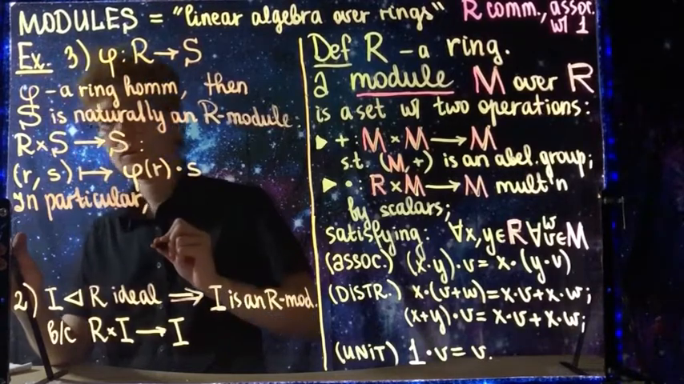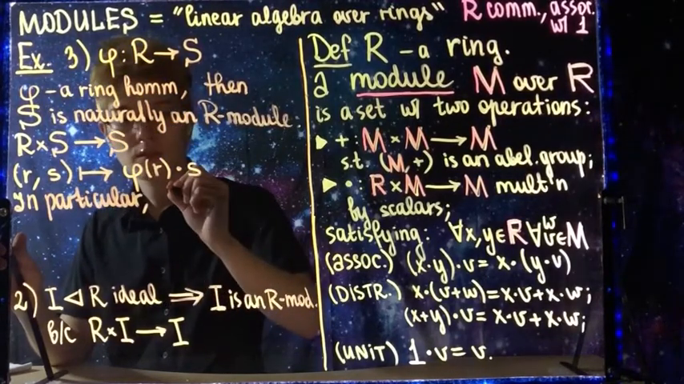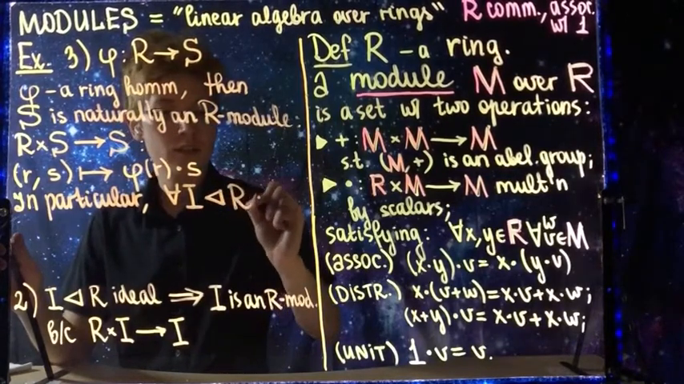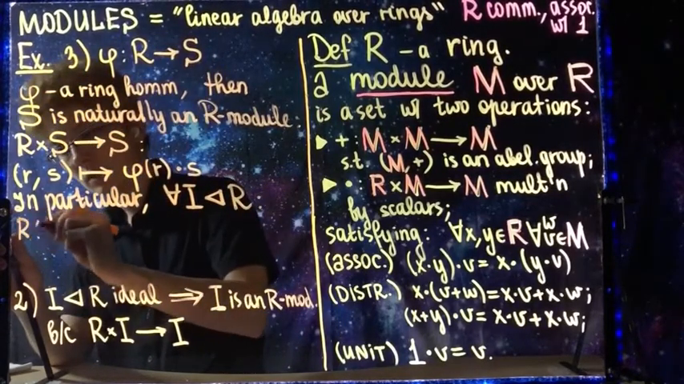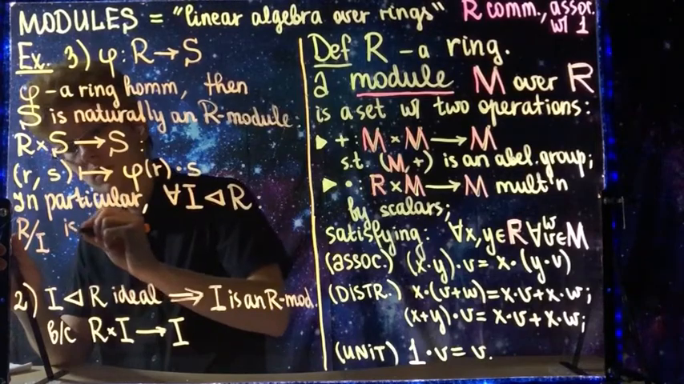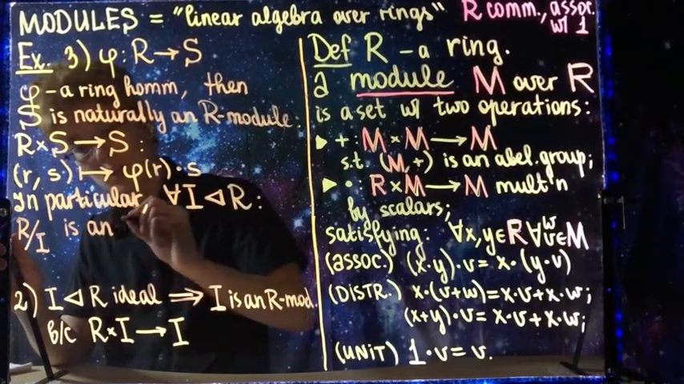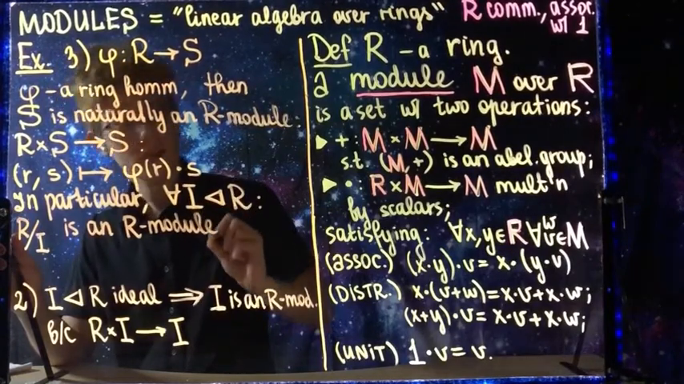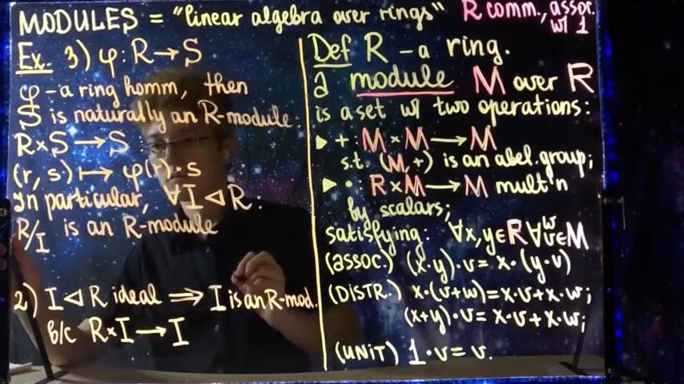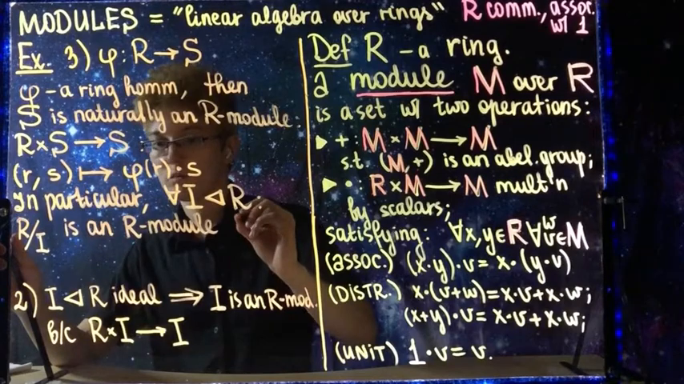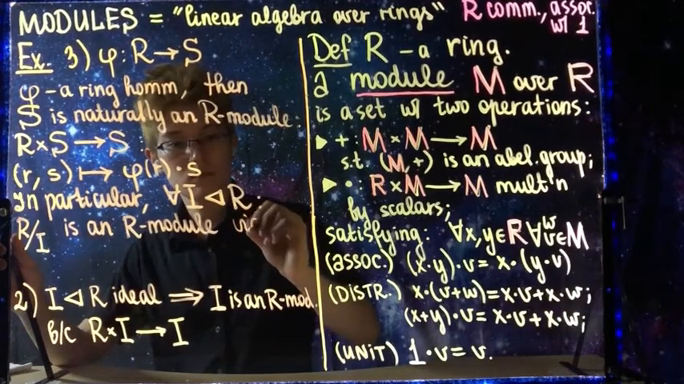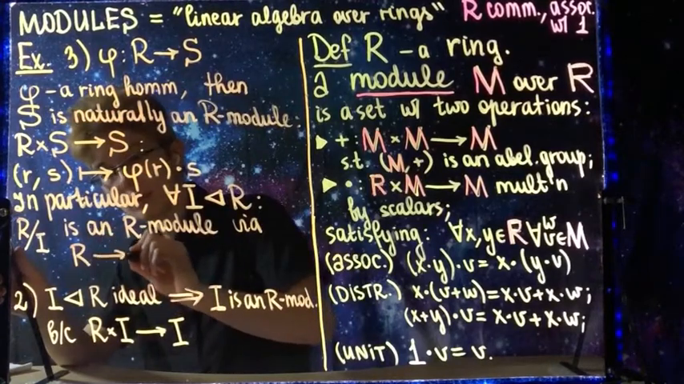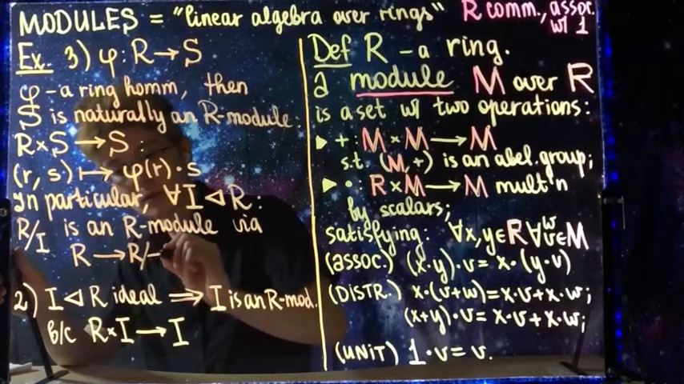In particular, for any ideal I in R, the quotient ring R mod I is a module over R using the natural quotient map R goes to R mod I.